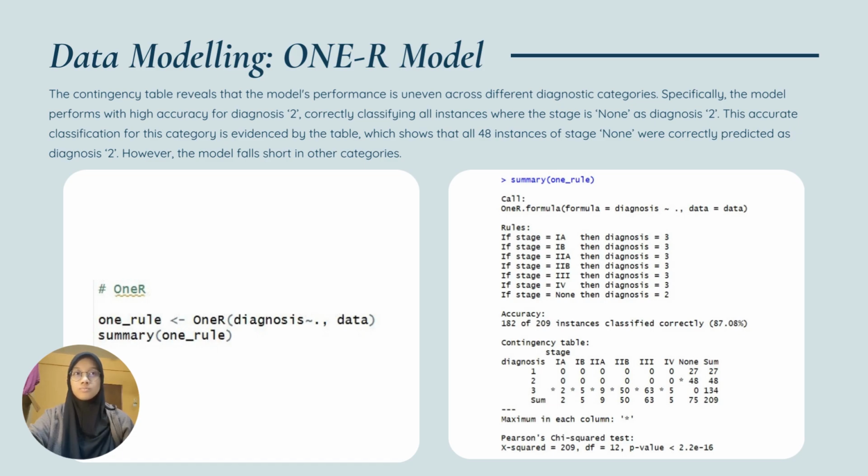The 1R model presented for classification is designed to map different stages of an attribute to specific diagnostic categories. For this model, the classification rules are straightforward. All stages are uniformly classified as diagnosis 3, while instances with no stage are classified as diagnosis 2. This approach is simplistic but allows the assessment of the model's performance based on a clearly defined set of rules.